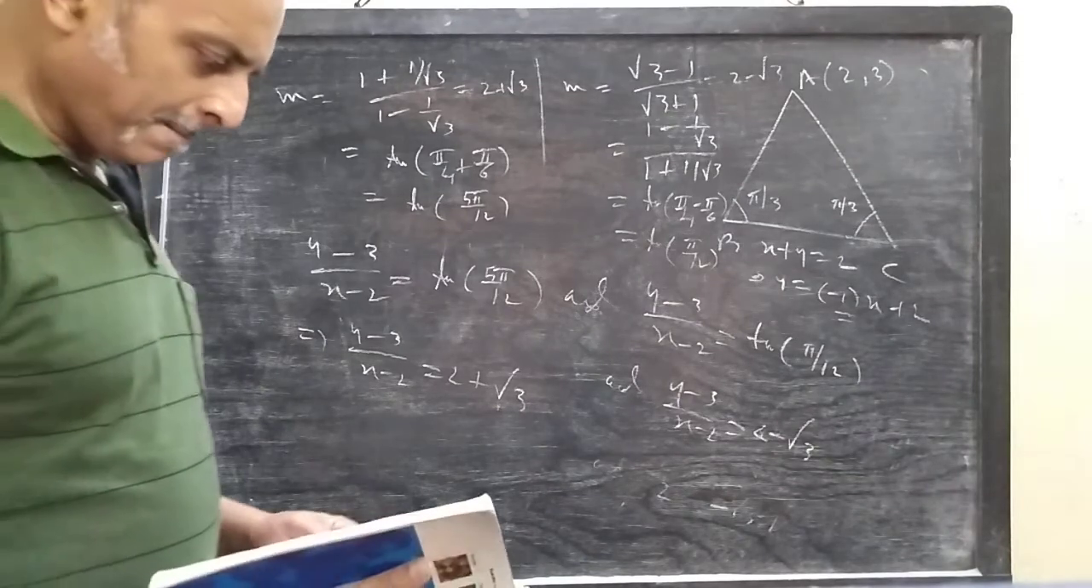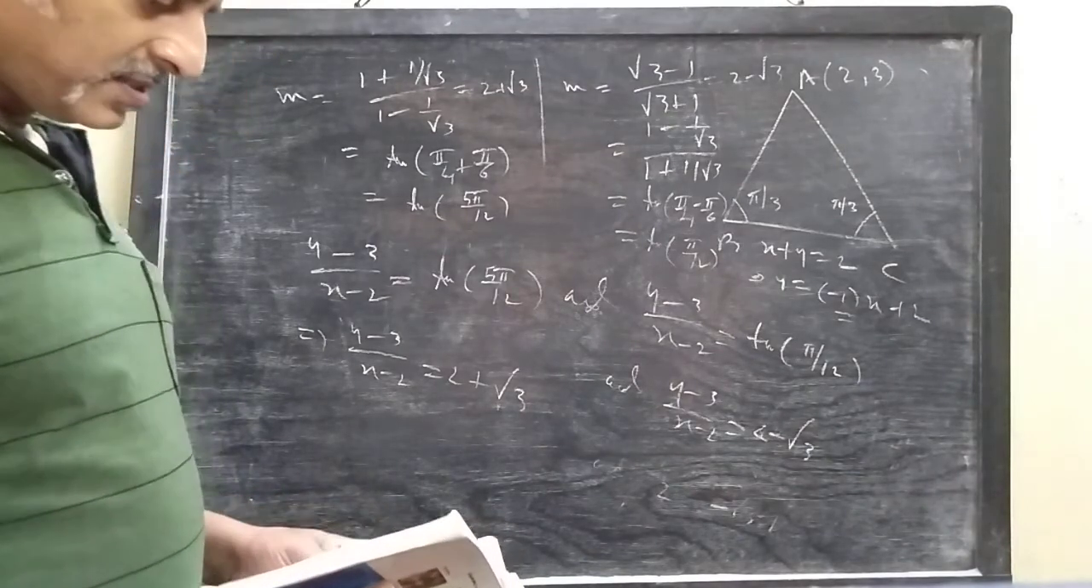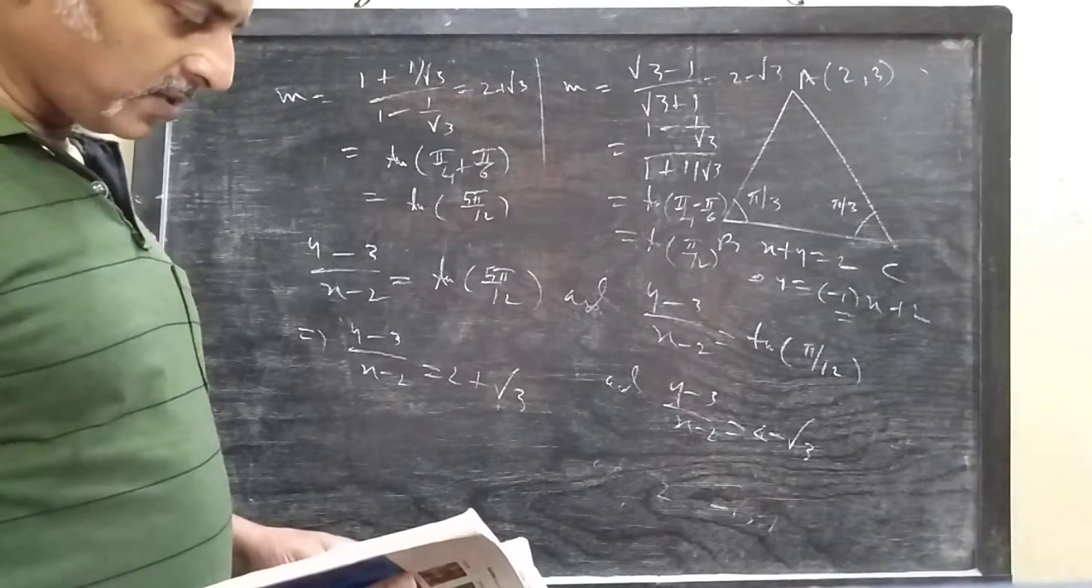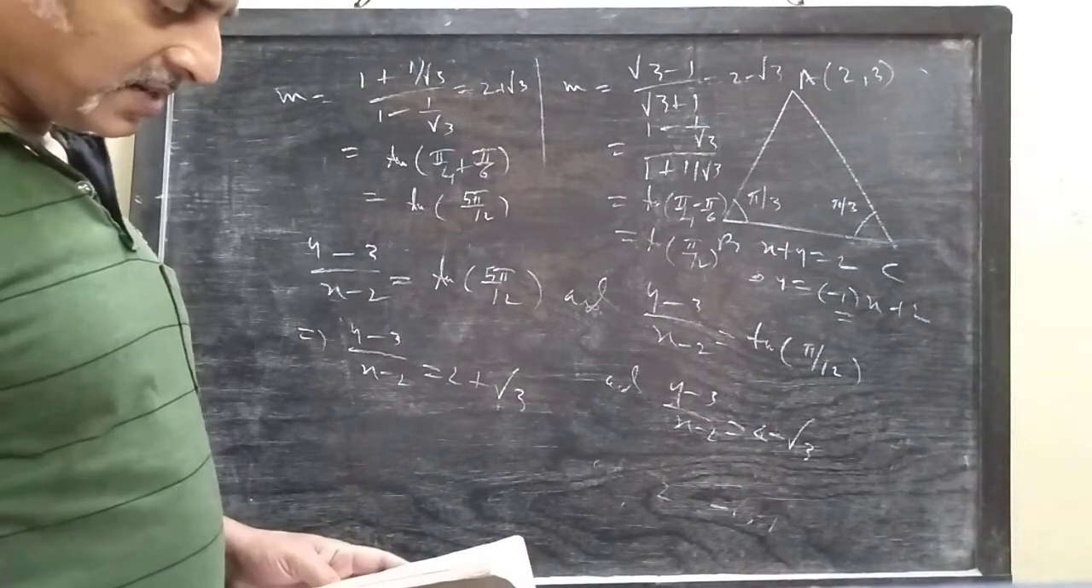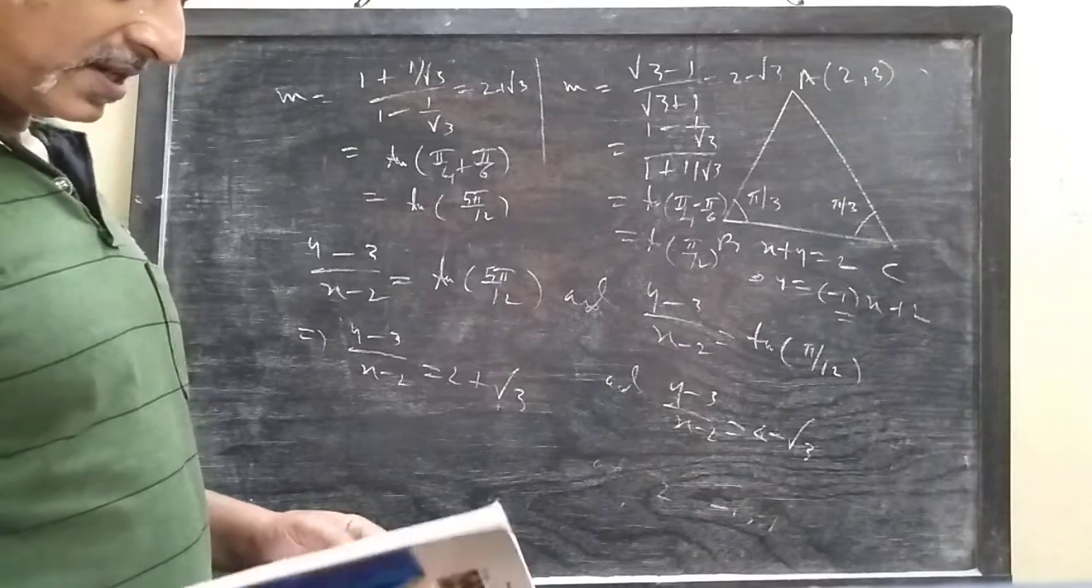Next question. Find the distance of the line from the point, measured in a direction making an angle pi by 4 with the given line.